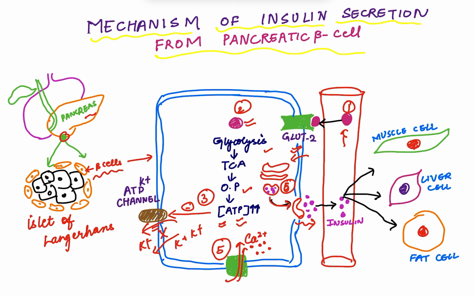Insulin enters the bloodstream. The released insulin enters the blood and travels throughout the body. It binds to insulin receptors on the muscle cells, fat cells, and liver cells. Muscle cells take up glucose for energy. Liver cells store glucose as glycogen, and fat cells store excess energy as fat. This lowers the blood glucose level back to normal.